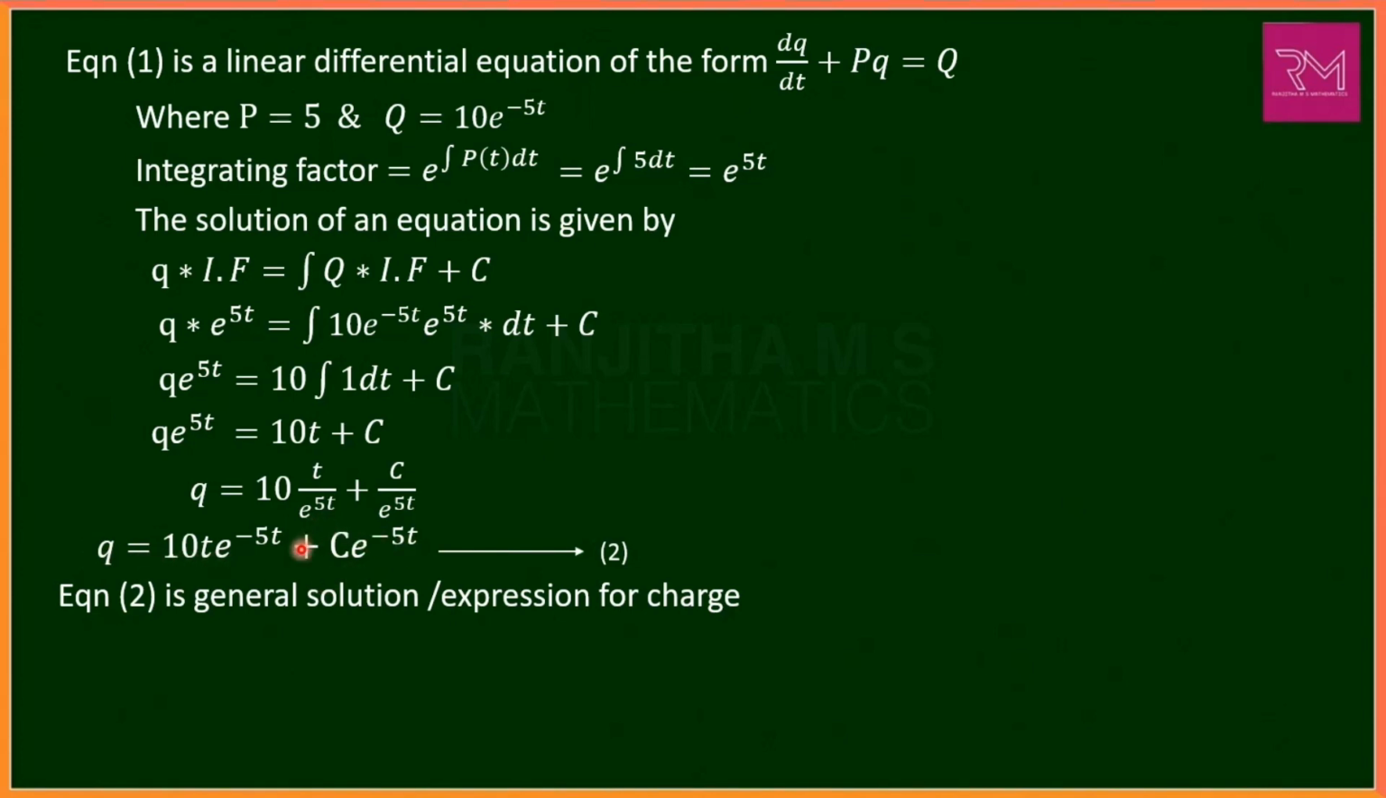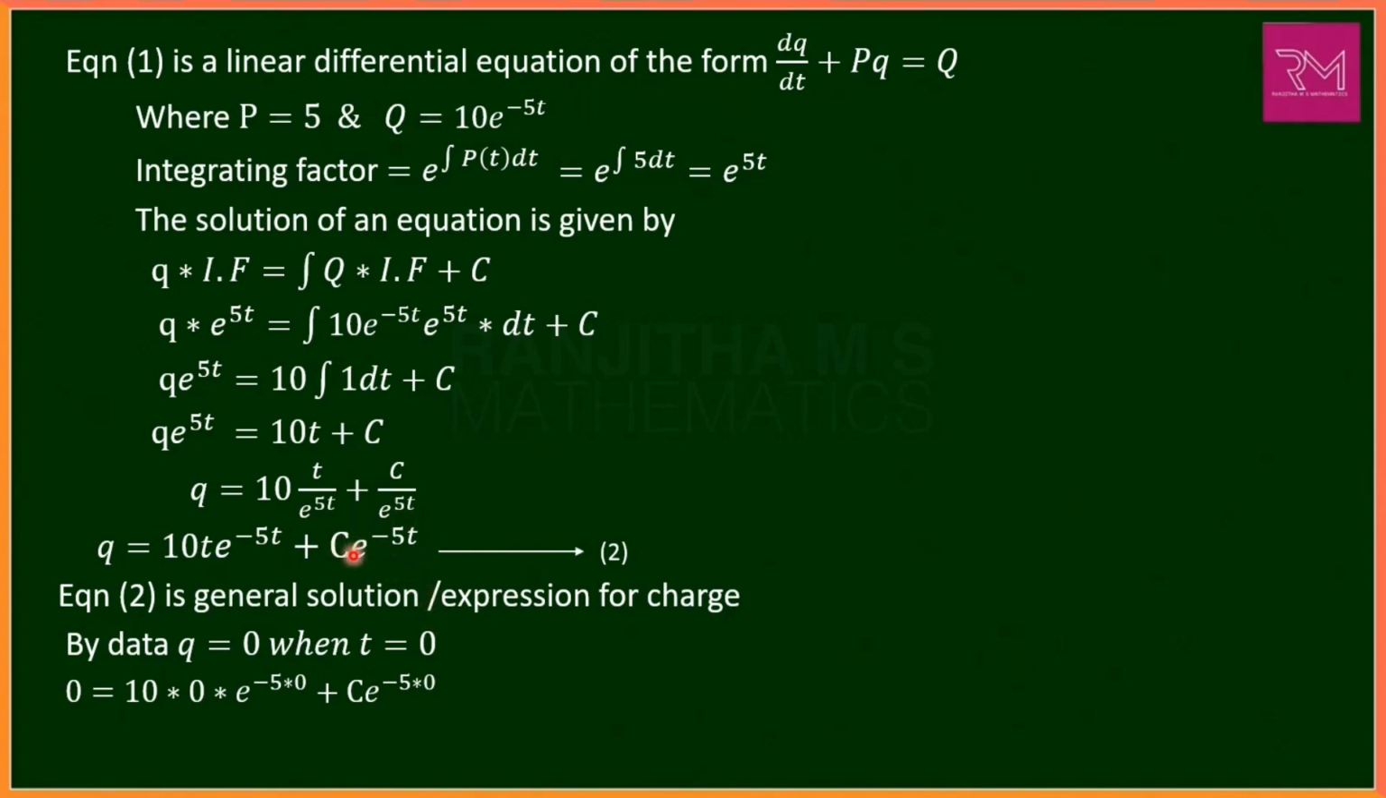Next, we have to remove this constant value. For that, take the given data they have given initially, that is, at t is equal to 0, the initial charge is 0. Therefore, substitute q value as 0 and t value as 0 in equation 2. We get 0 is equal to 10 into t value 0 into exponential power minus 5 into 0 plus c into exponential power minus 5 into 0.